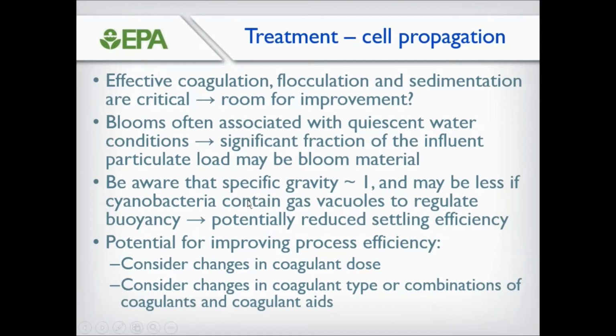In this case, because of this low specific gravity, you may have suspended biomass that can potentially reduce the efficiency of your gravity settling process. So at that point, ask yourself, is there potential for improving process efficiency? Is it worth it to consider changes in coagulant dose? And is it worth it to consider changes in the coagulant type or the combination of coagulants and coagulant aids that you're using, at least seasonally?